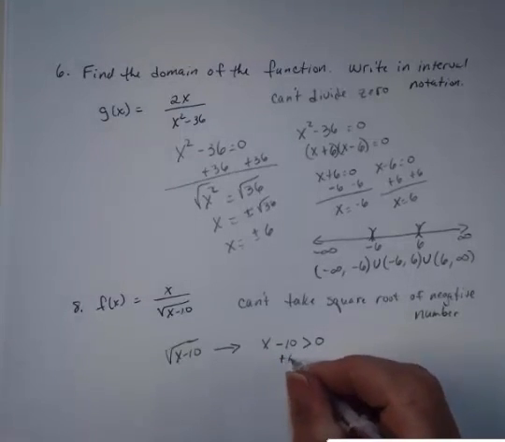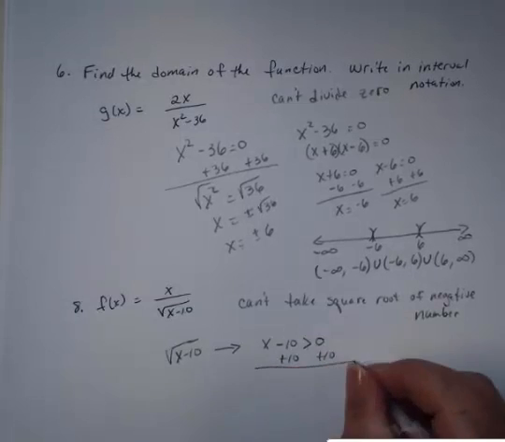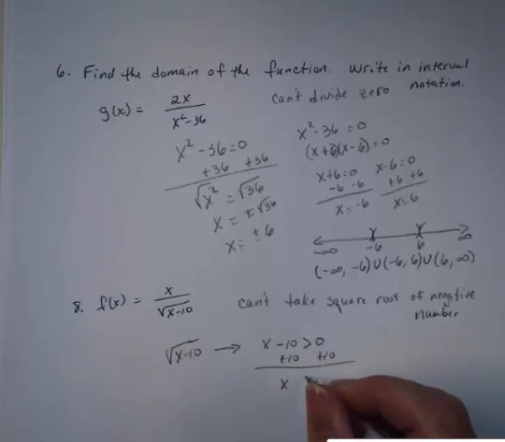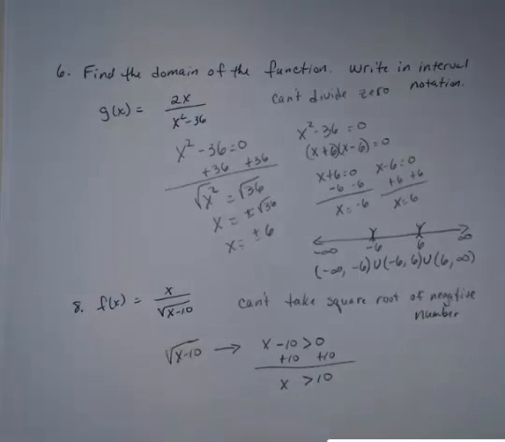So we're going to add the 10 to both sides, and this will get us x is greater than 10. And we can see that if we plug in 10, we would get 10 minus 10 is 0. This is not okay, but if we plug in 11, we'll get something greater than 0. It will not be a whole number, but it'll still be greater than 0 and we'll be fine.